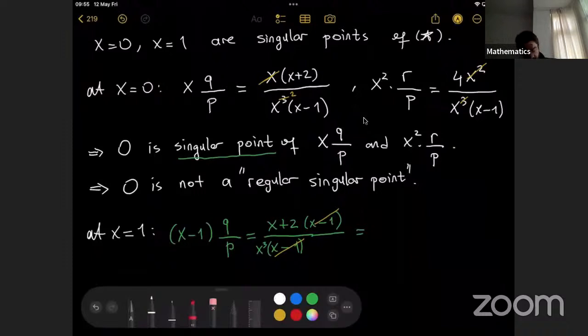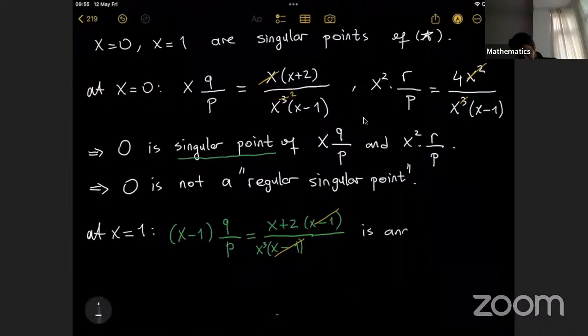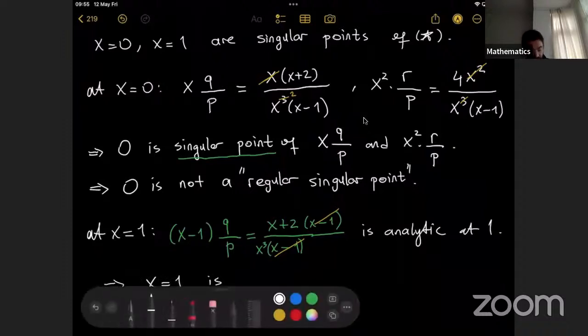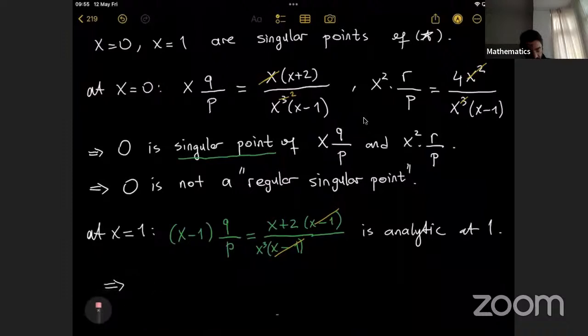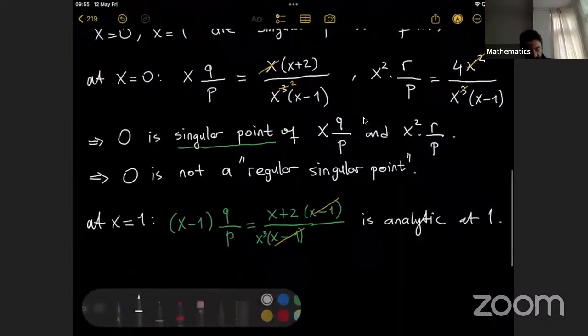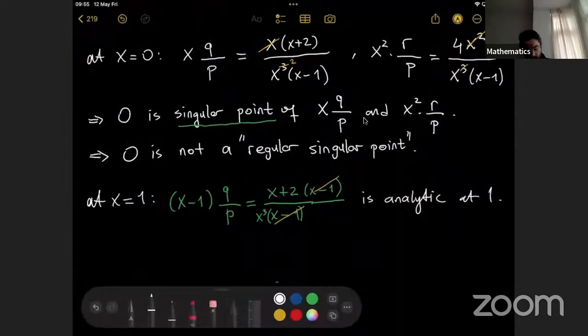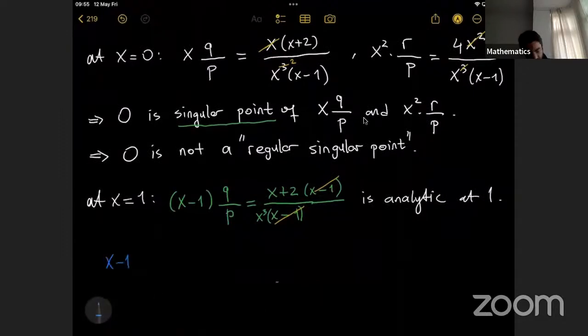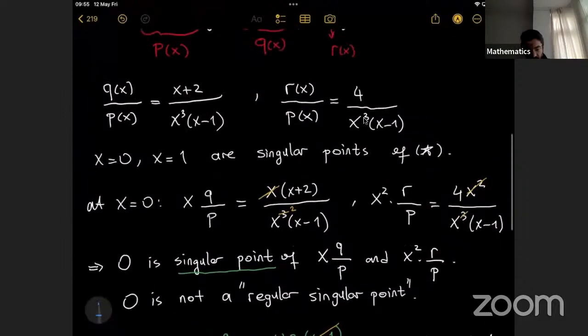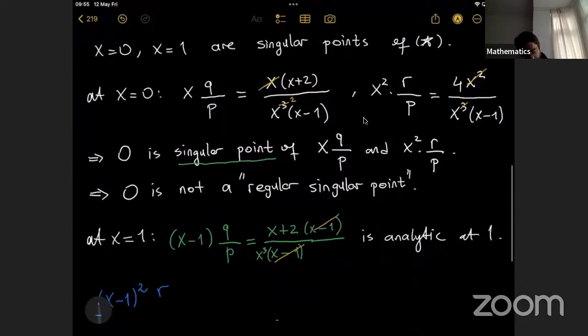So this tells you basically this is analytic at 1, which tells you that x is equal to 1 is, well, you need to check the other one as well. Sorry, we should check both, right? The other one was, remember, you multiply with x minus 1 square, which function? R over P.